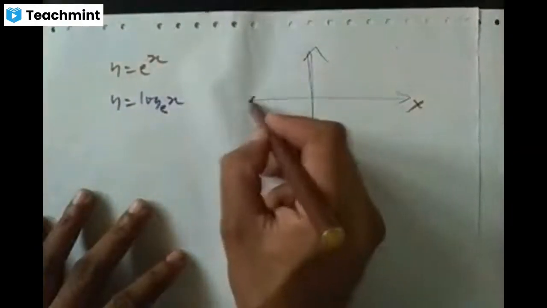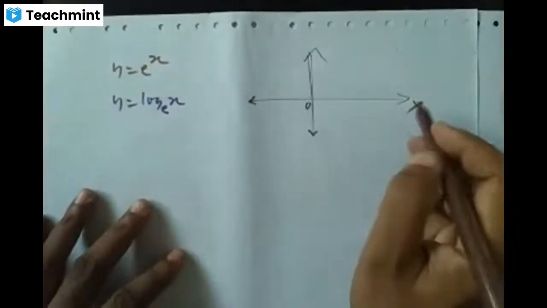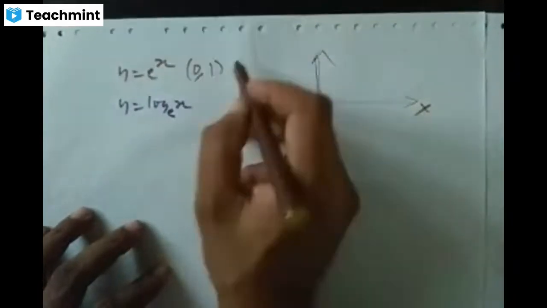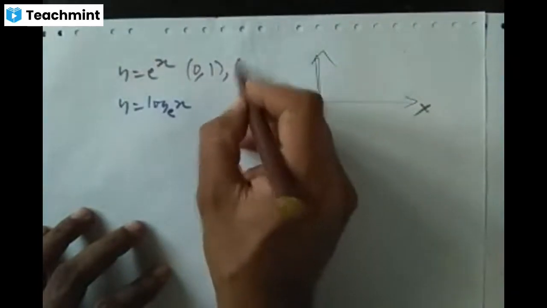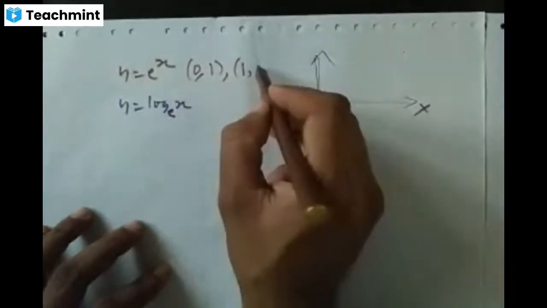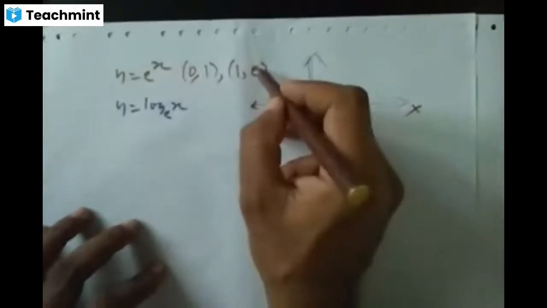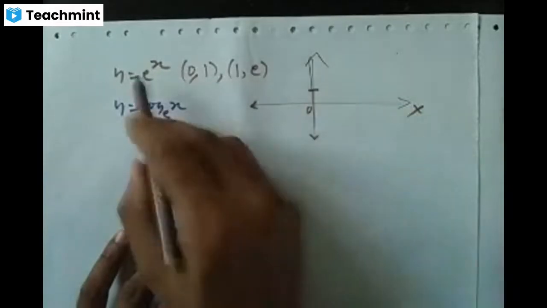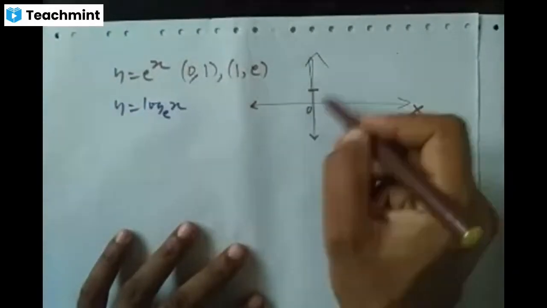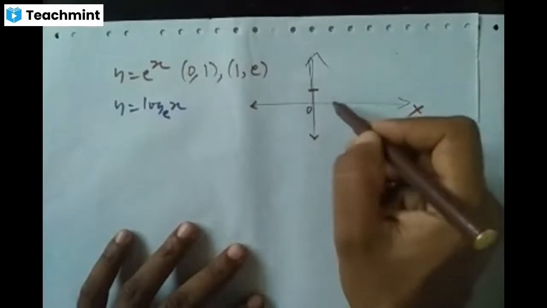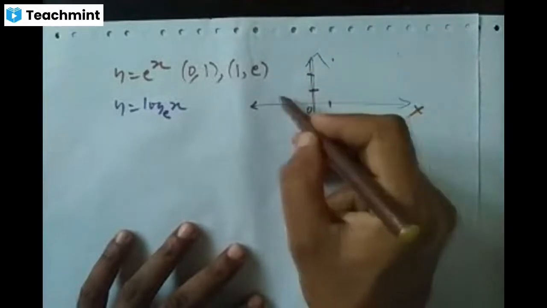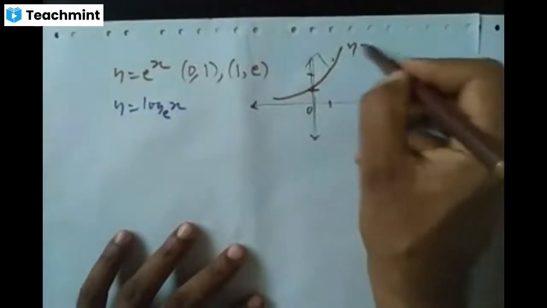This is the x-axis, okay, this is the origin, this is the y-axis. We shall take 2 points. So when x is 0, y is e power 0 which is 1. Next, when x is 1, the value of y is e, which is 2.7 something. Okay, so the graph of this natural exponential function will be like this: 0, 1, and 1 comma e, which is 2.7 something. See, this is the graph of the function y is equal to e power x.